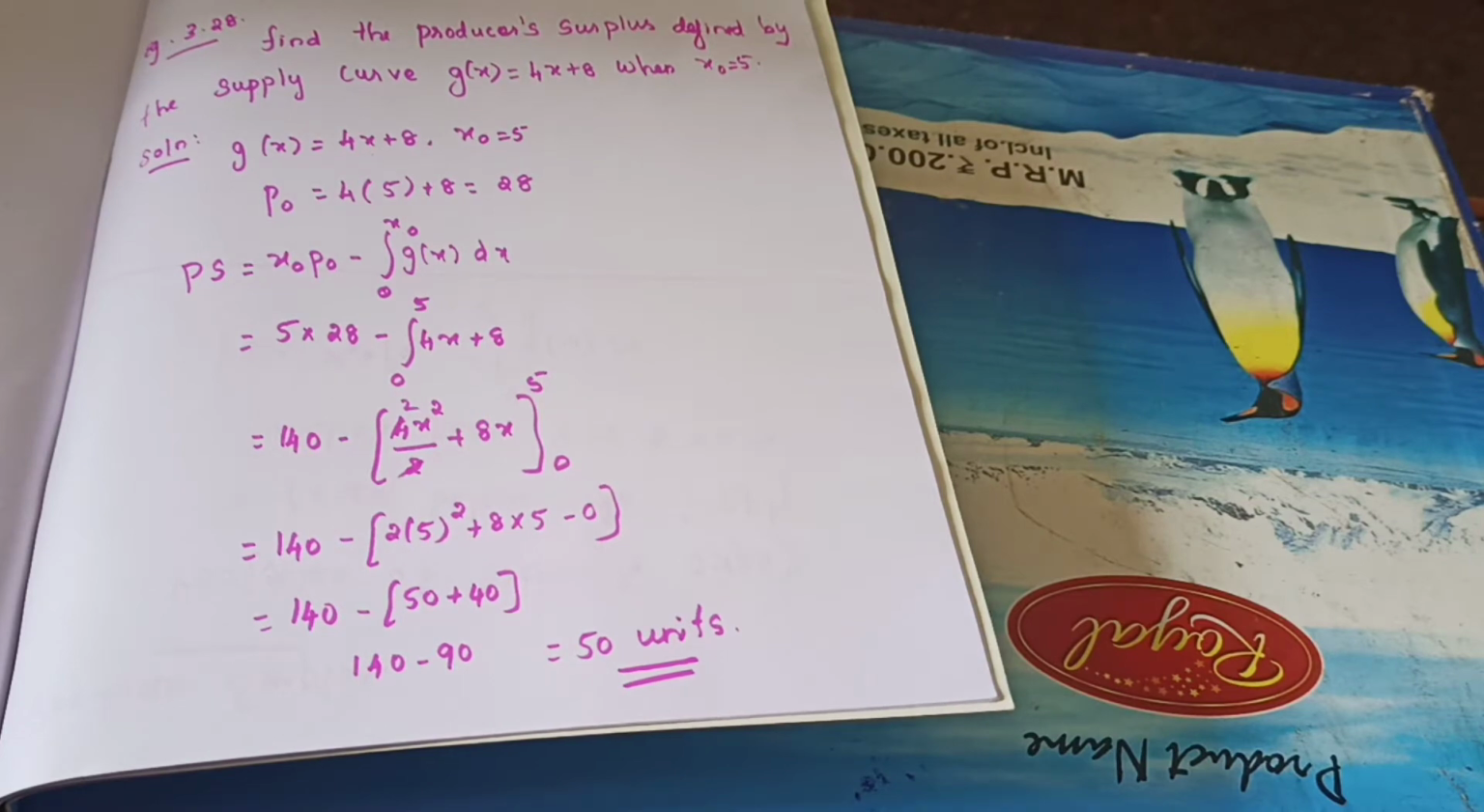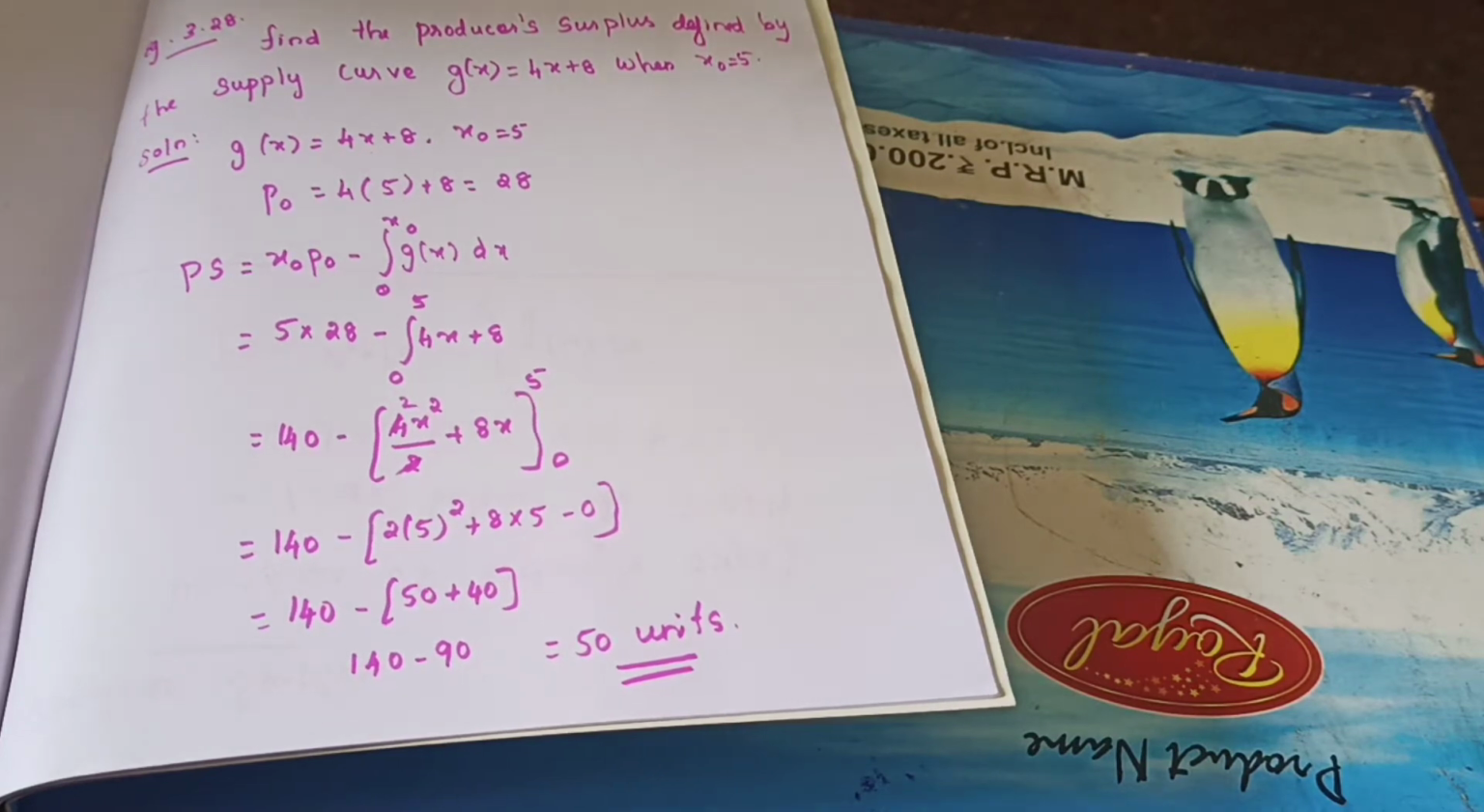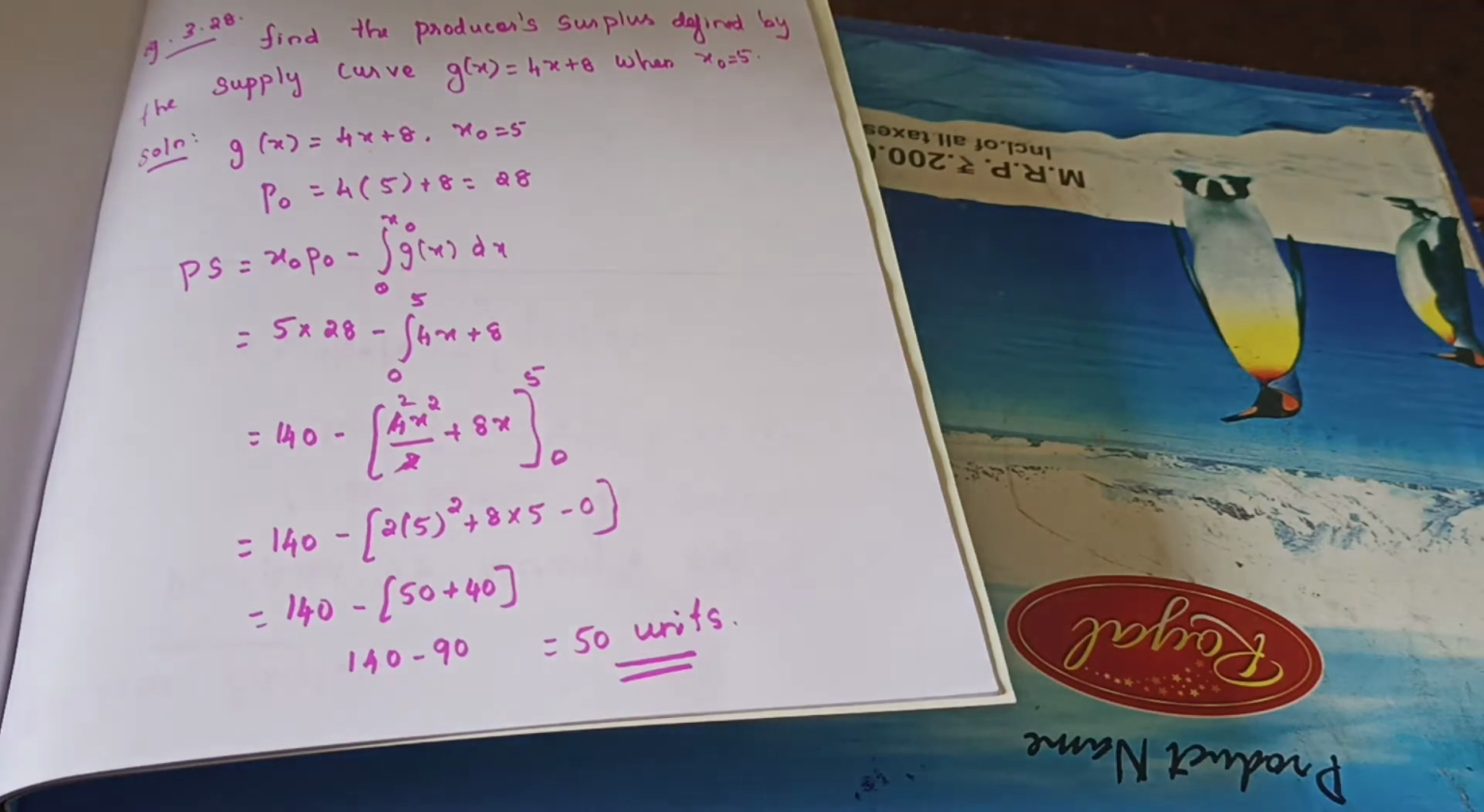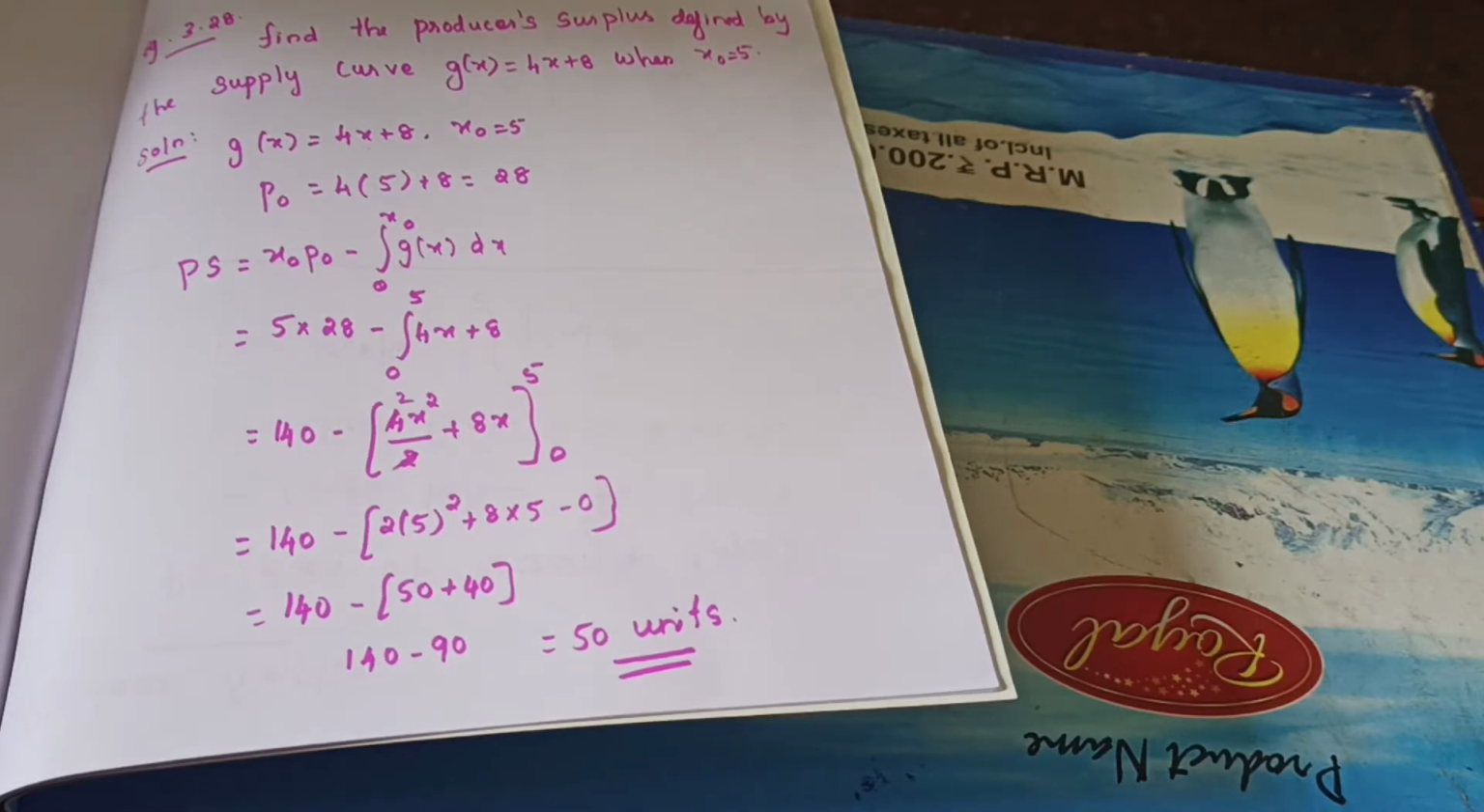So this section is very easy. Understand? Whatever we need, x naught, p naught, g of x, we need for the formula. If anything is missing, we need to find it first. Just substitute in the formula, integrate it, put upper limit minus lower limit, and we will get the answer. Okay, so let's move to the next question.